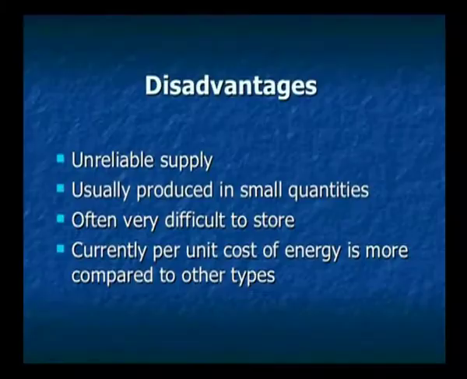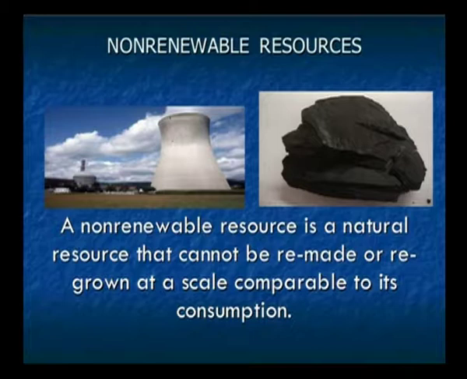It is usually produced in small quantities, and is often very difficult to store. Currently, the per unit cost of energy is more compared to the other types, and that is because it is not being used widely. Once it starts getting used widely, I think the cost of production would also come down.